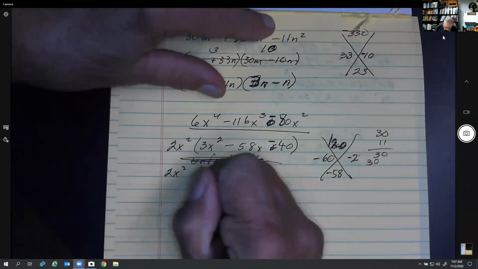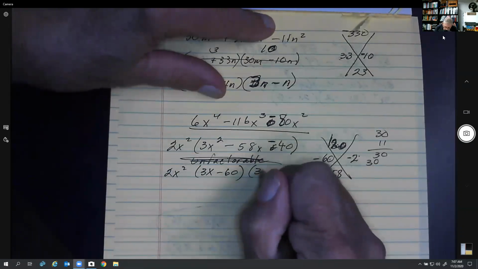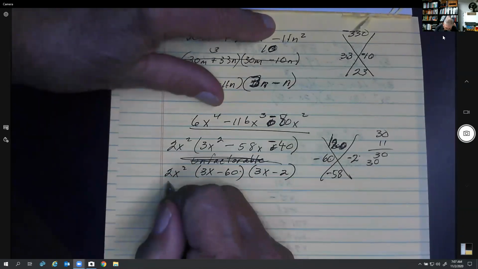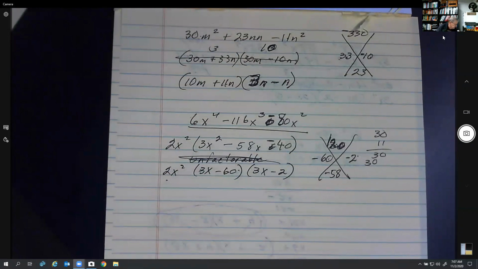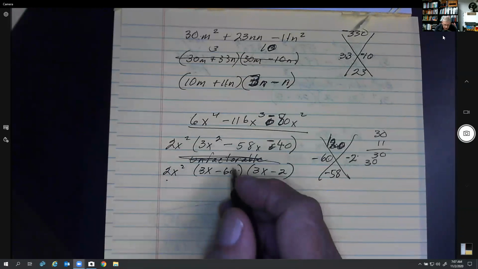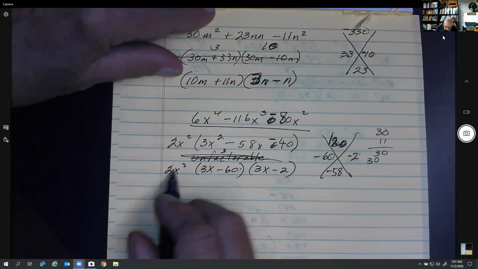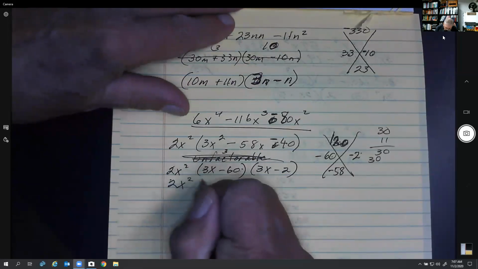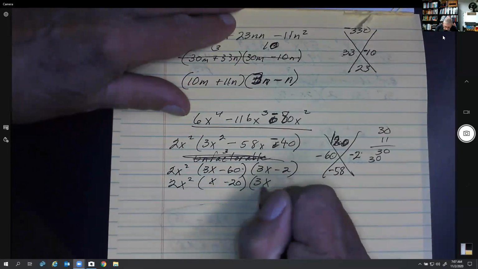This is 2 times 3x minus 60 and 3x minus 2. 3x minus 60, I can factor a 3 out of both of those. When I take this 3 out, here's an interesting situation. What am I going to do with that 3? I'm just going to discard it. I'm going to take that 3 out, but I'm not going to multiply it by this 2. I'm just going to reduce this by 3. So this is still 2. This is going to be x minus 20 and 3x minus 2.